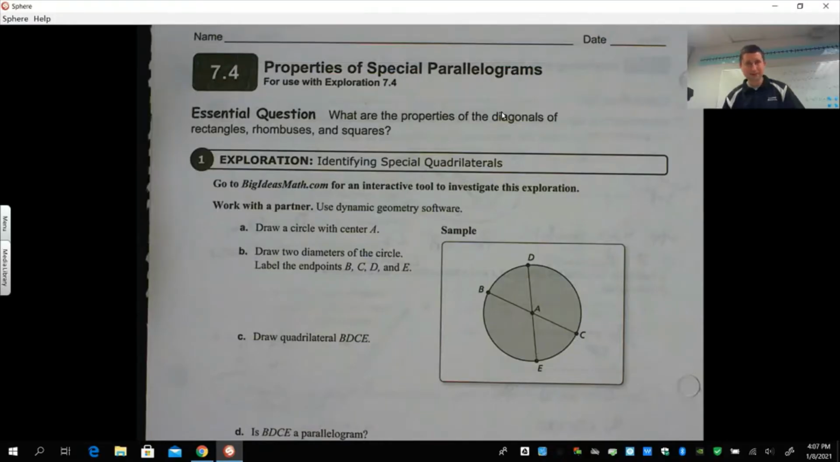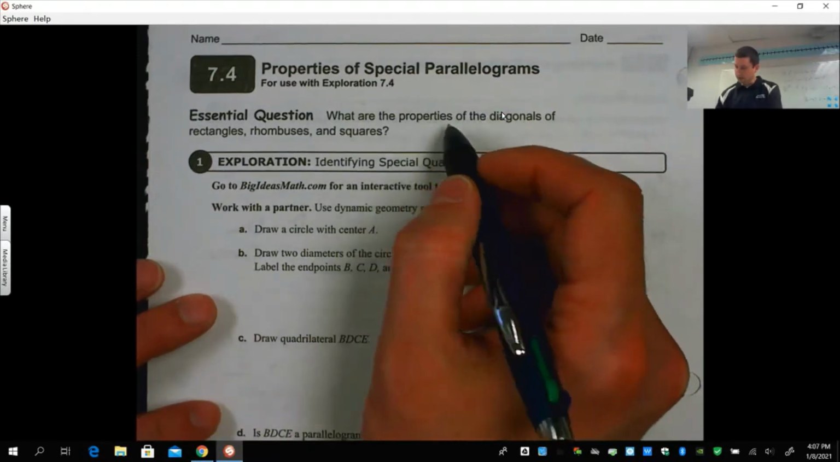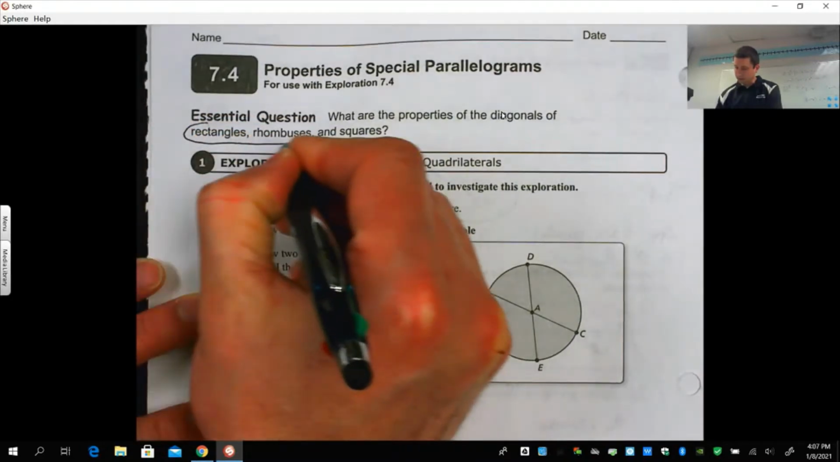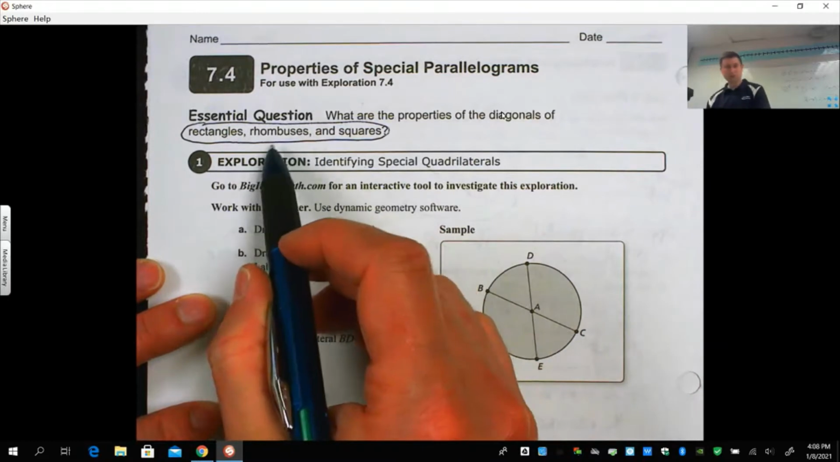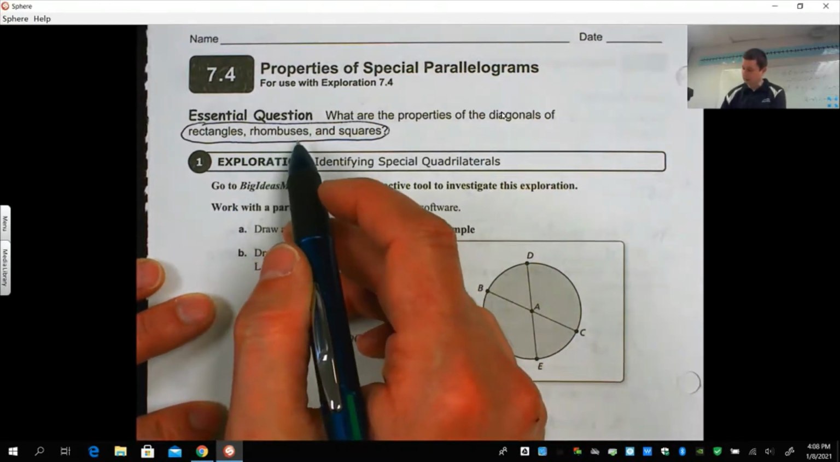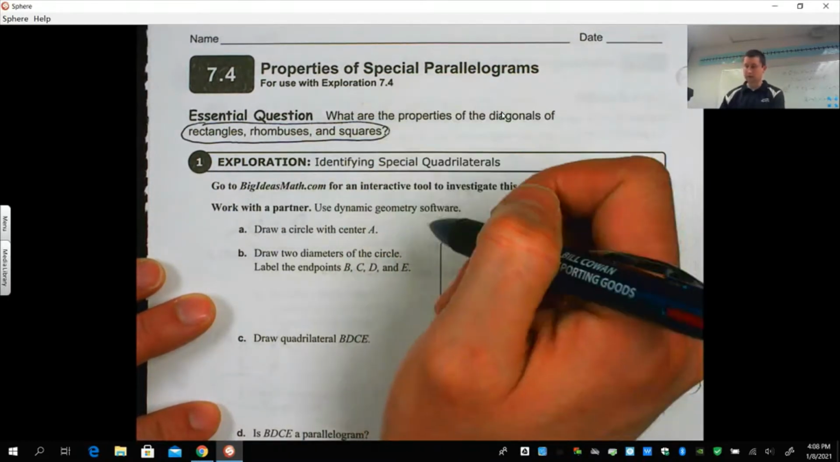Hey, Geometry. Chapter 7, Lesson 4, we've got properties of special parallelograms right now. This is a very special lesson because we've got special parallelograms. The special parallelograms are the rectangles, rhombuses, and squares. So there's the answer to the question: is it rhombuses or rhombi? They said rhombuses here. So all of these are special parallelograms.